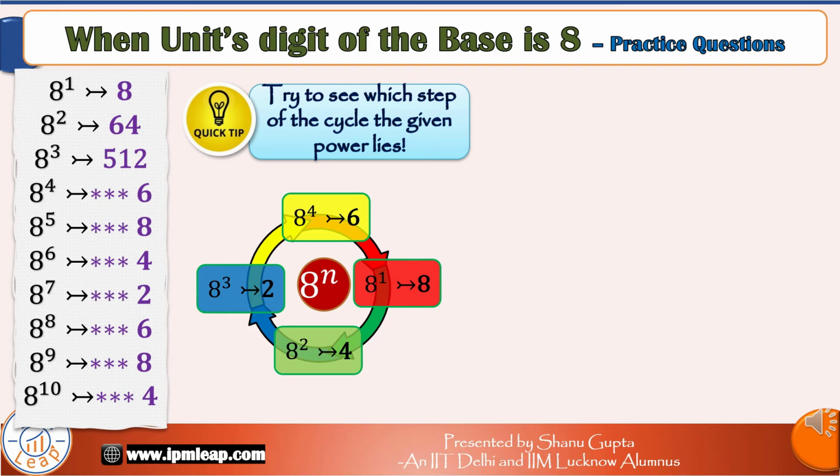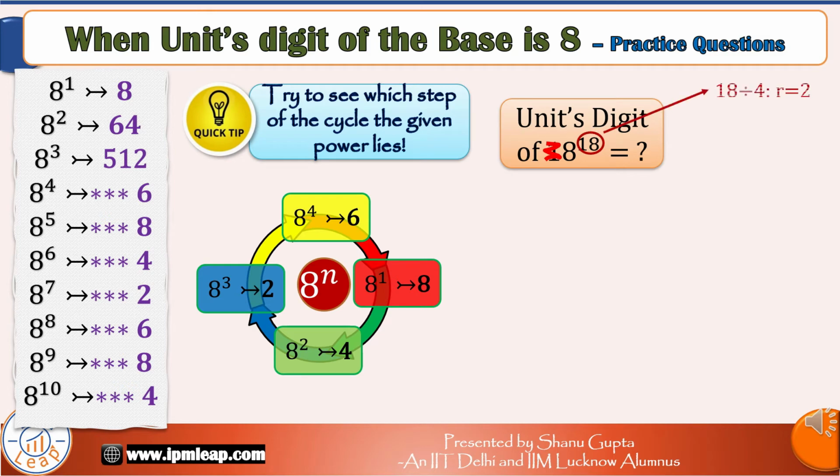Let's try out practice questions specific to base 8. Find the unit digit of 18 raised power 18. First, ignore 1 in the base. Next, the power 18 when divided by 4 leaves the remainder 2. So we are at the second step of the cycle. Unit digit will be the same as that of 8 raised power 2, which is 4. So our answer is 4.